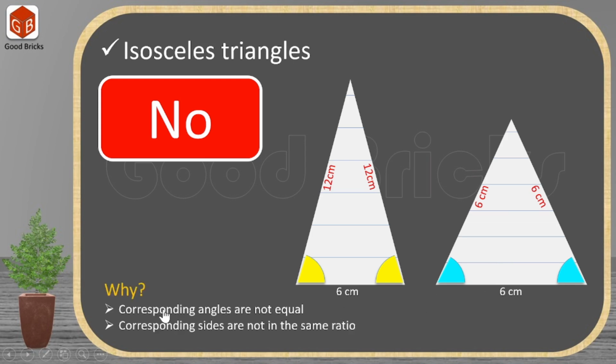Why? Corresponding angles are not equal. It means this angle and this angle are not equal, and their corresponding sides are not in the same ratio. Finally, the conclusion is these two isosceles triangles are not similar.